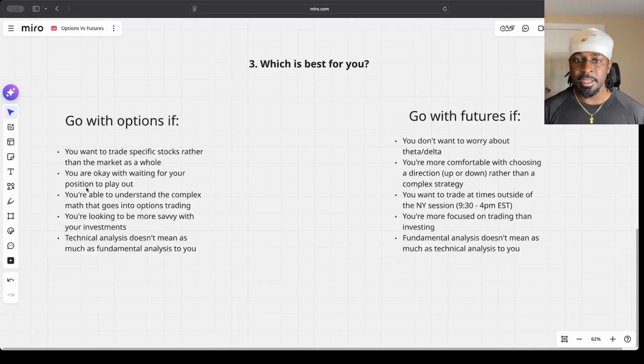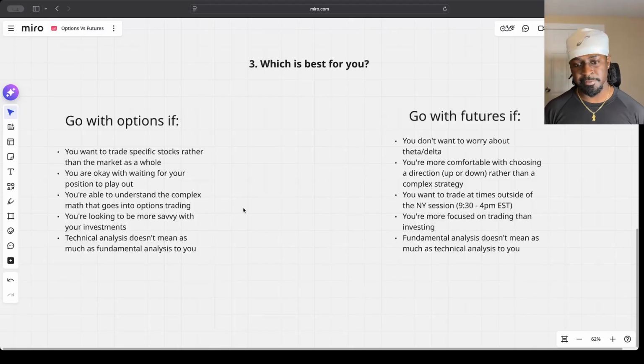All right. Go with options if you're okay with waiting for your position to play out. Understand there is expiration risk and pressure, and you do have to navigate this in a savvy manner. If you're okay with doing that, then I'd say go with options. Another one, go with options if you're able to understand the complex math that goes into options trading. If you can understand calculus, the Black-Scholes model, calculating the Greeks, theta, delta, if you're cool with all these things, I'd say go with options trading.